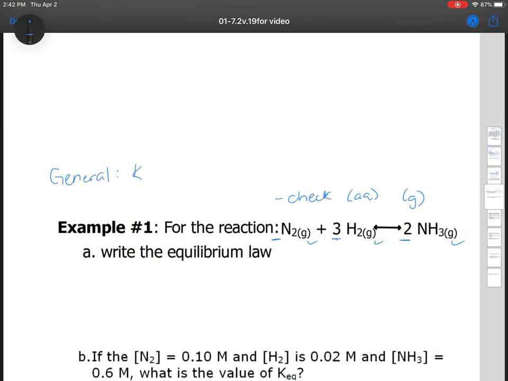So in general, the K expression is products over reactants. If someday, somehow, we have real assessments, if you write this down, then you're not going to get marks for that. Not specific enough. Okay, you want to actually write out the equilibrium law.